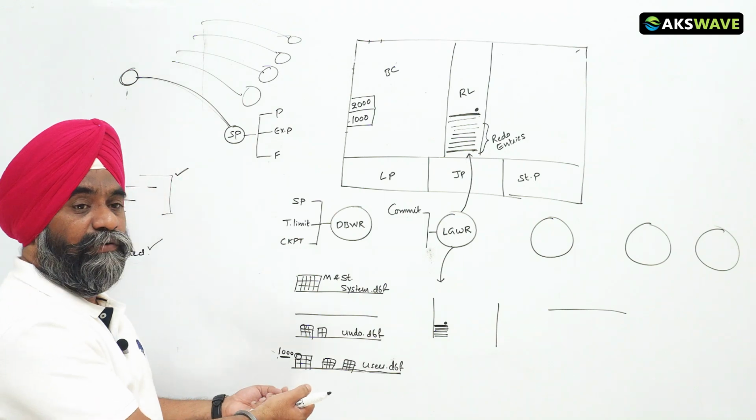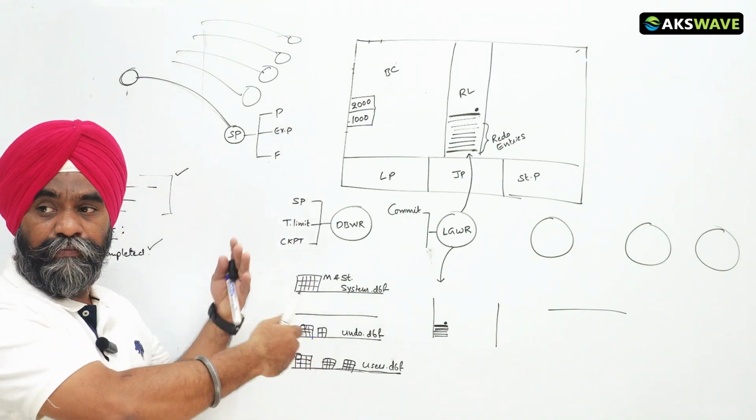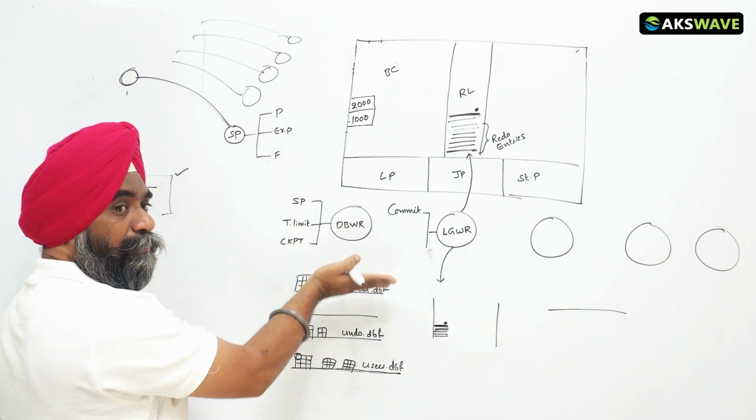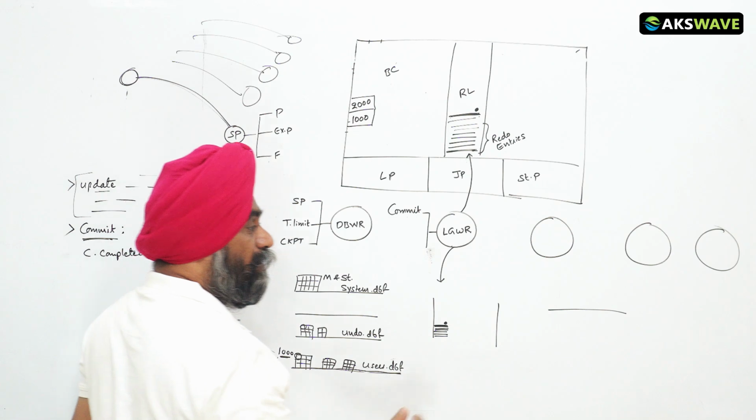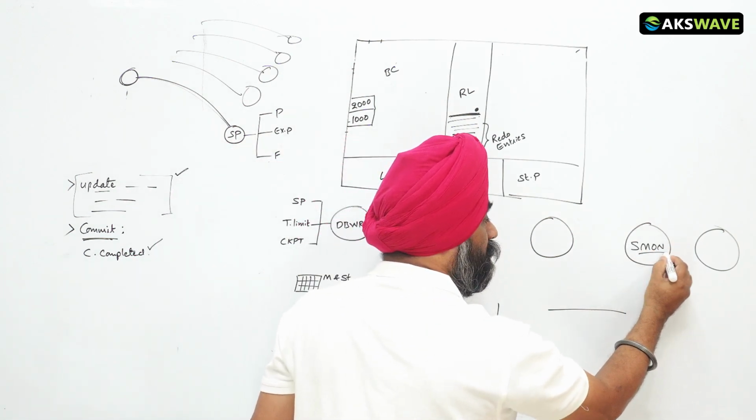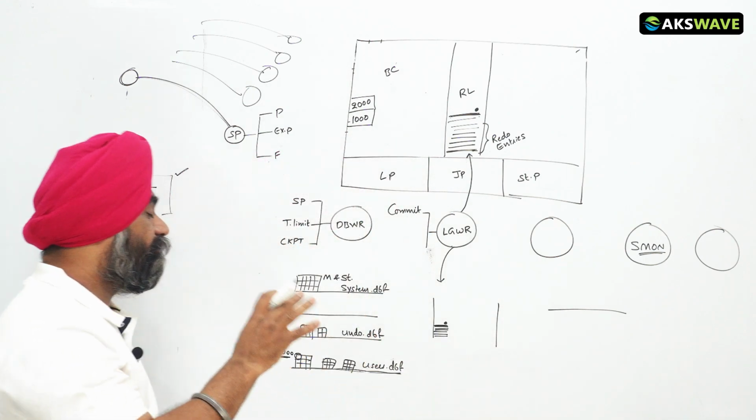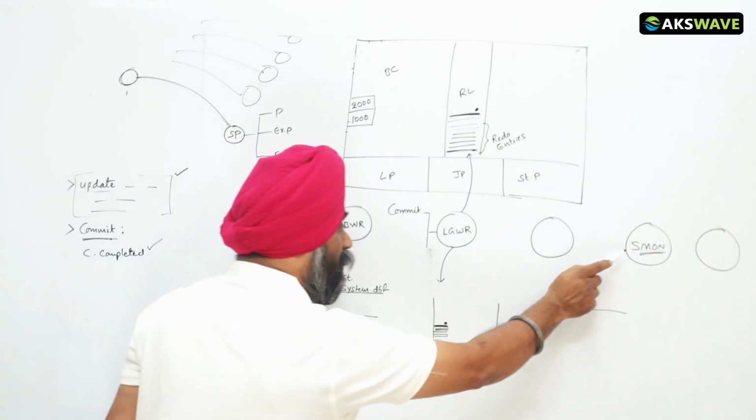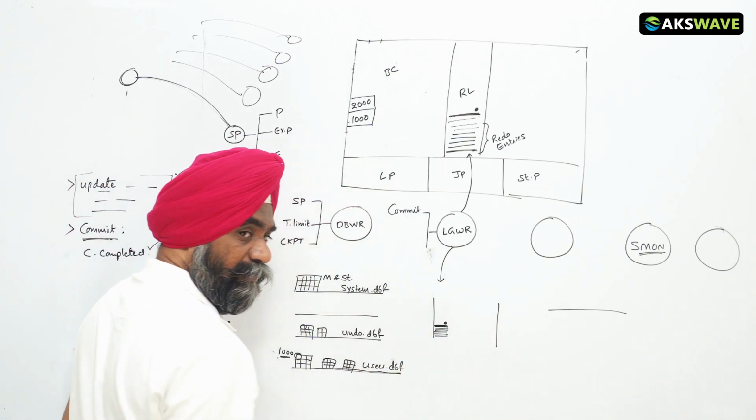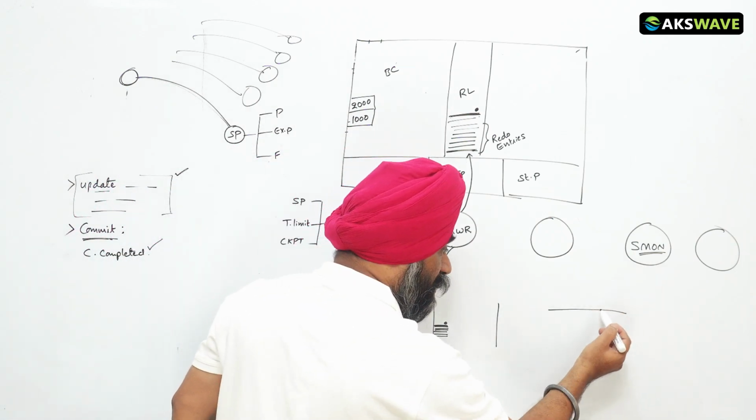Whenever you start up your instance after server boot up, meaning memory and background processes are started, this process comes into the picture. Who is this? SMON, which stands for System Monitor. Now SMON will go to each file and do a check. It will actually go to the control file here.